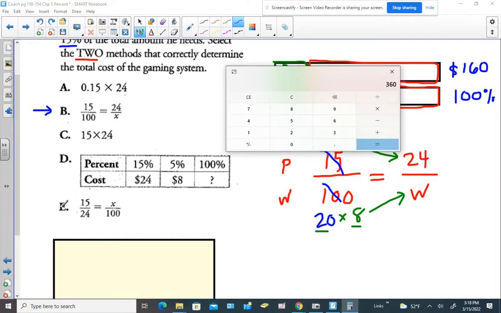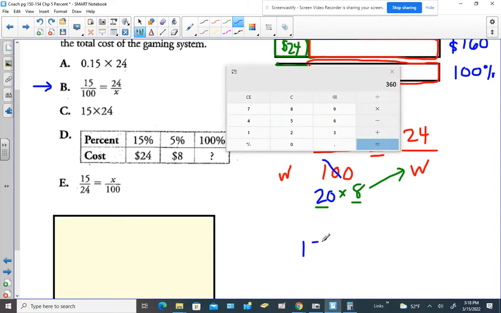Now, let's look at choice E. Are the numbers in the wrong spot? And if we were to solve for this, would we get 160? So let's say you're not sure. If you're not sure, let's set up the proportion. 15 over 24. Let's simplify that. Divide by 3 and get 5. Divide by 3 and get 8.